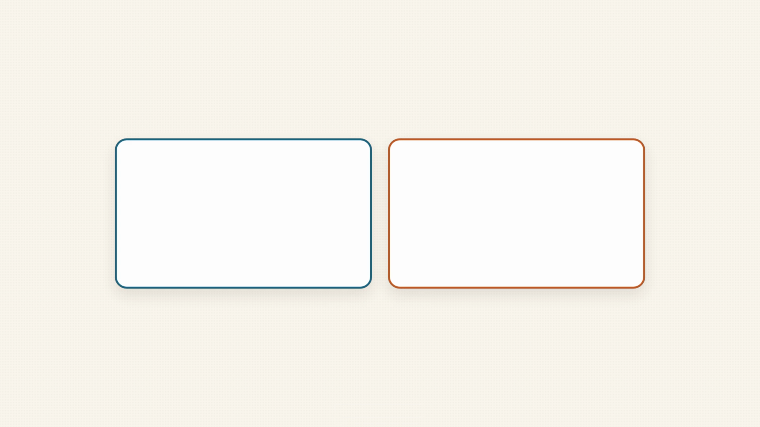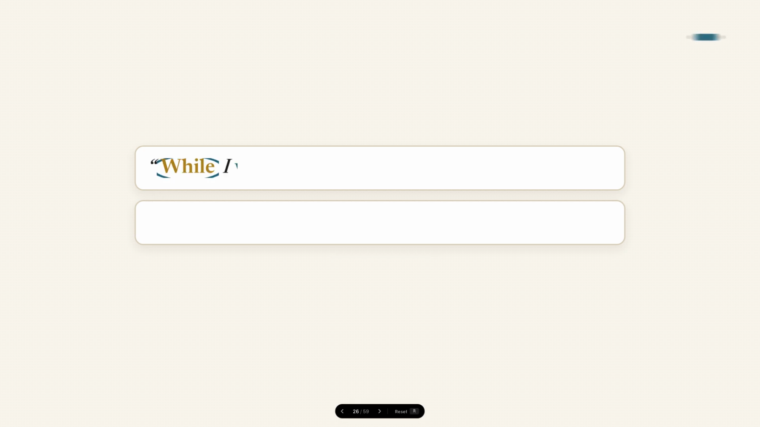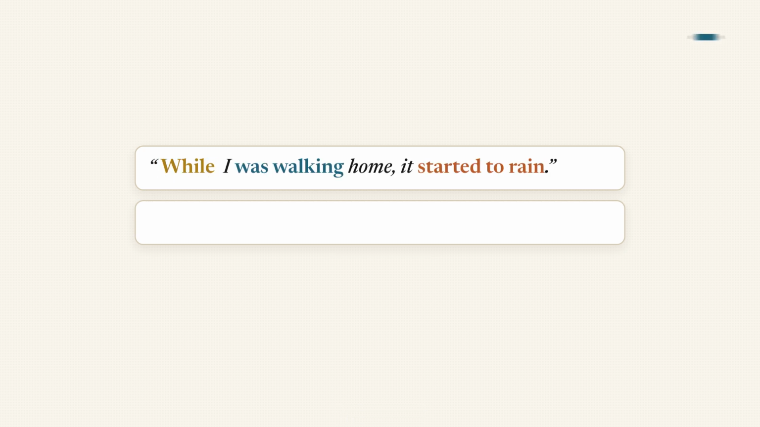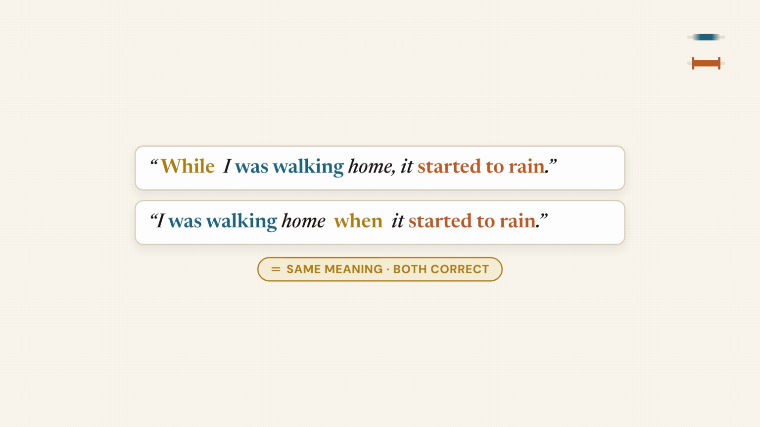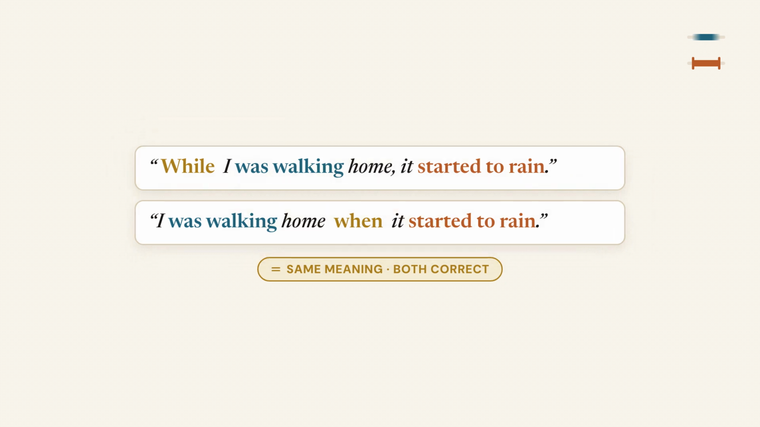One quick tip, because these two little words confuse everybody. While goes with the scene. When goes with the event. While I was walking home, it started to rain. I was walking home when it started to rain. Same meaning, both correct. Just notice which word is sitting next to which verb.